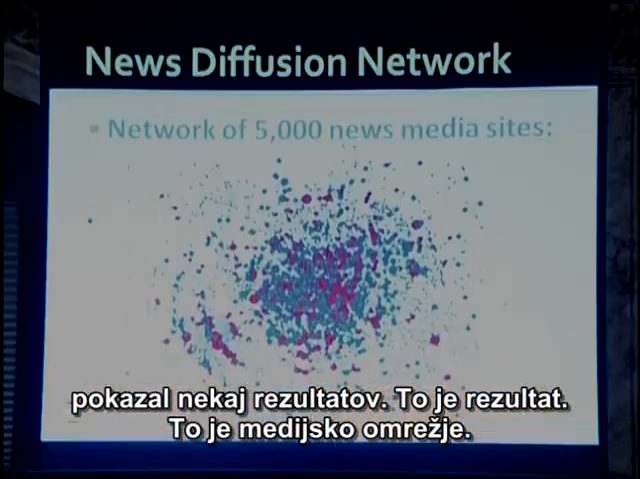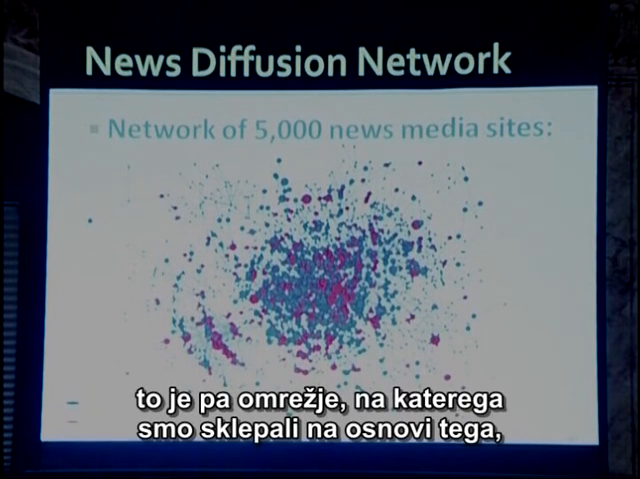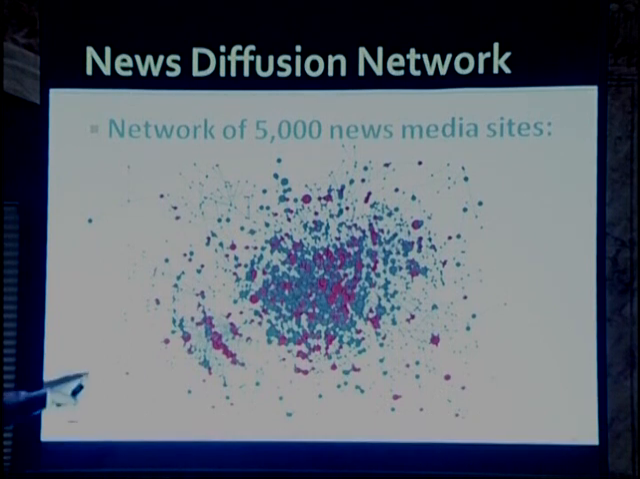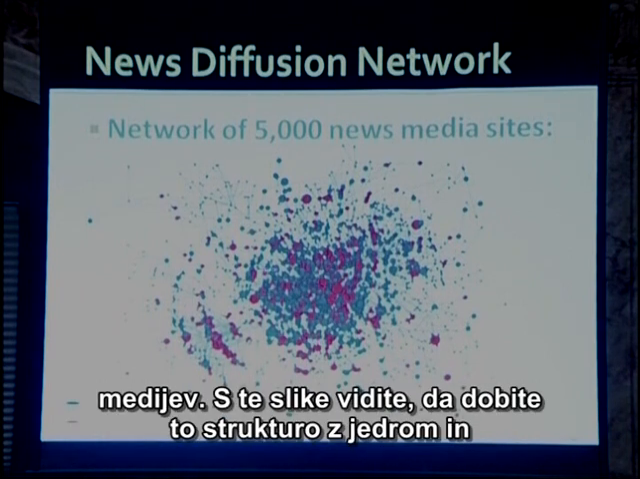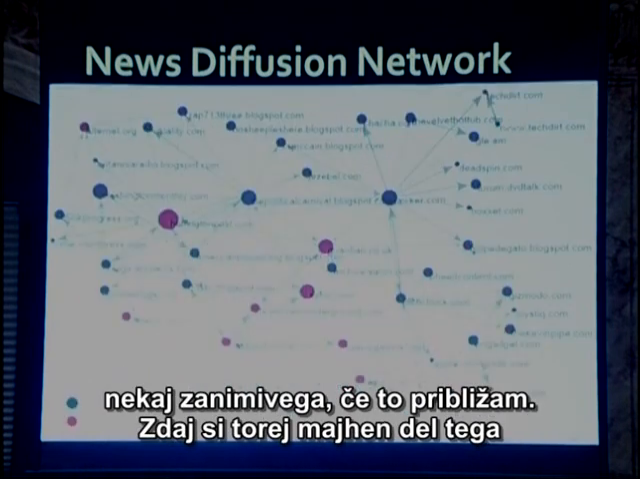So here is a result. This is a media network, where every node is a different media site. This is the network we infer based on the patterns of when different sites tend to mention information. Blue nodes here are blogs, and red nodes are mainstream media sites. What you see from this picture is this kind of core-periphery structure, the same as I showed you before, but interesting things start to happen if you zoom in.